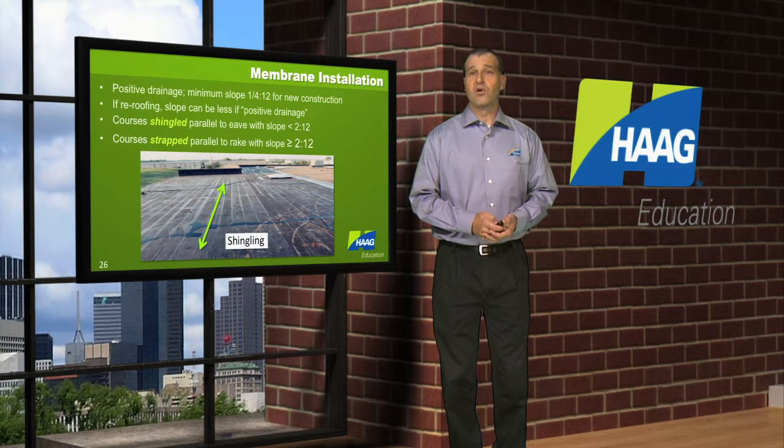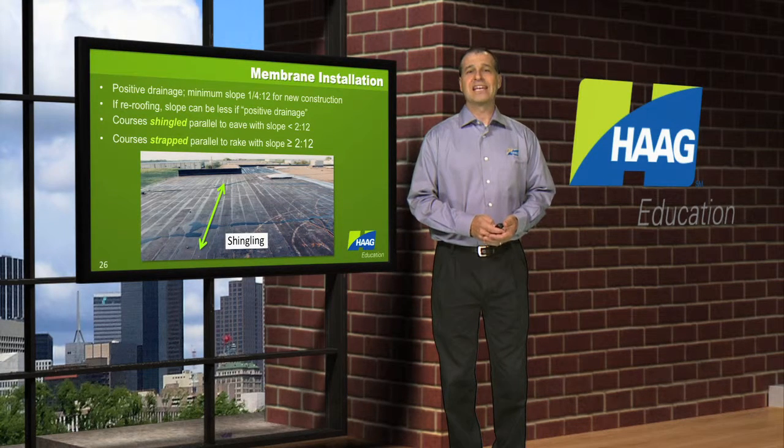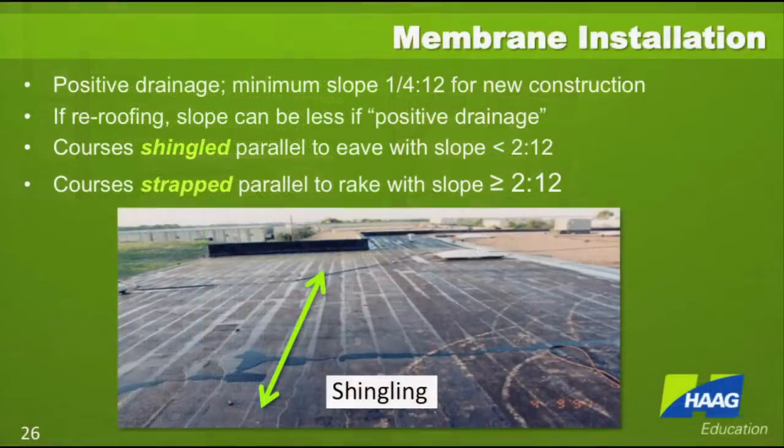Slope and drainage is always a consideration when you're installing a roof. For new construction, the minimum slope is 1/4 inch per foot. In looking at older buildings, you may find that that's not always the case, but an existing building can be re-roofed if the roof at least shows positive drainage to the building perimeter or towards interior drains.